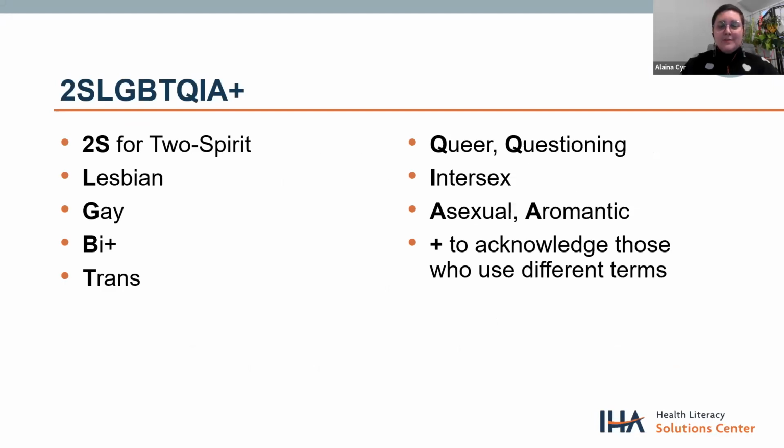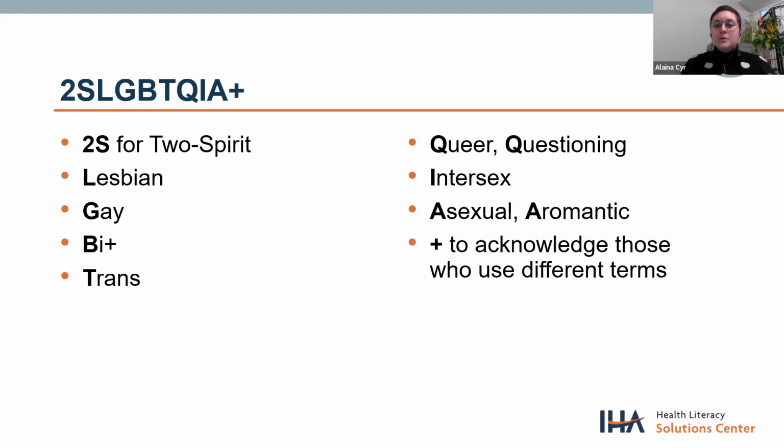So what does the acronym stand for? As mentioned earlier, 2S is for Two-Spirit, which is an Indigenous identity. It's an umbrella term used by people across Turtle Island, or known globally as North America. L is for lesbian, G is for gay, B is for bi plus. We consider that to be an umbrella term, and that includes everyone who may be bisexual, pansexual, omnisexual, polysexual, biromantic, panromantic, omniromantic, polyromantic, and I will define those terms in a few minutes.